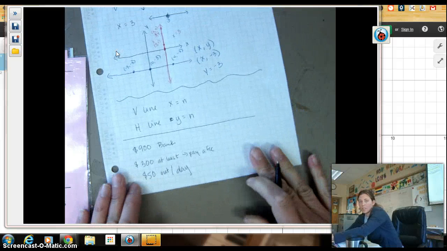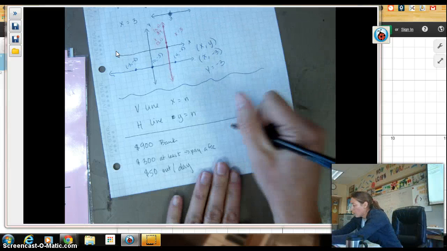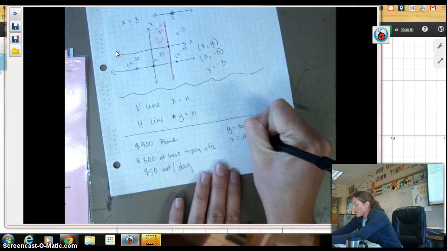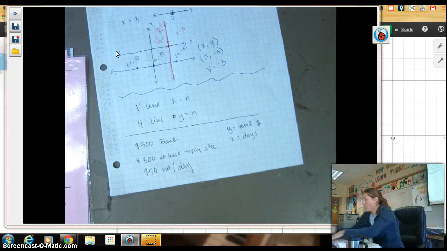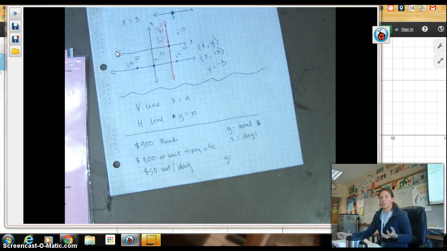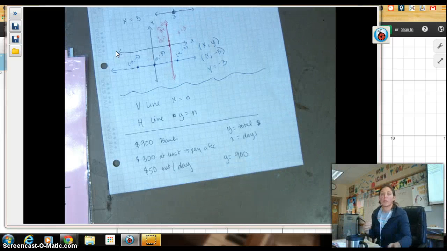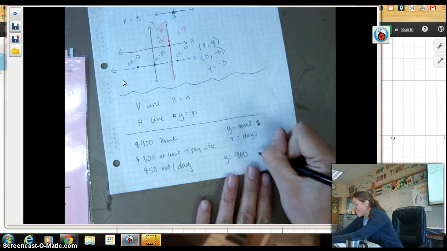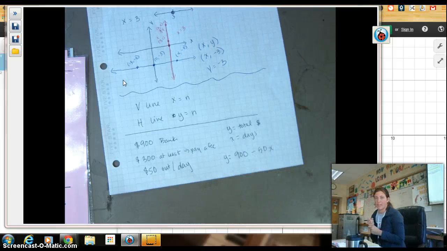So to get the problem started, I'm first going to make my algebraic equation. If y is how much money I have, y equals my total money, and x equals my days, what's my equation? So, what do you think? I start with my total, and I start with my $900. So am I going to add money in or take money out? I'm taking out $50 per day. Okay, so everyone's got that equation, I hope.